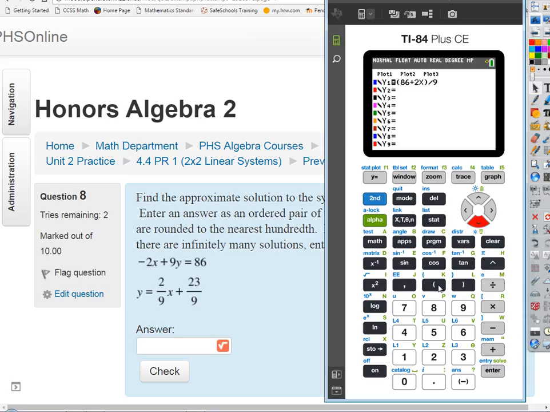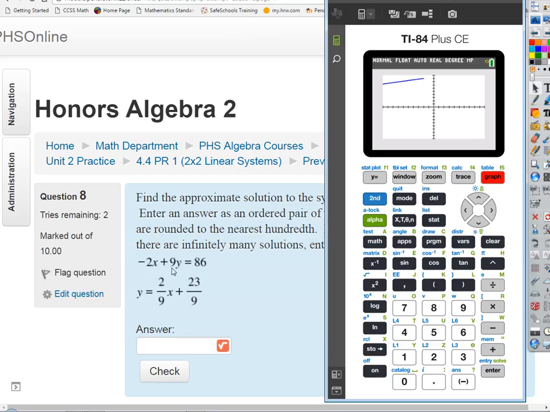Second one, I've just got 2/9 x plus 23/9. And if I graph those, okay, so those lines appear to be parallel. How do we know? Well, parallel lines have equal slopes. And so here's one way we could do it graphically.